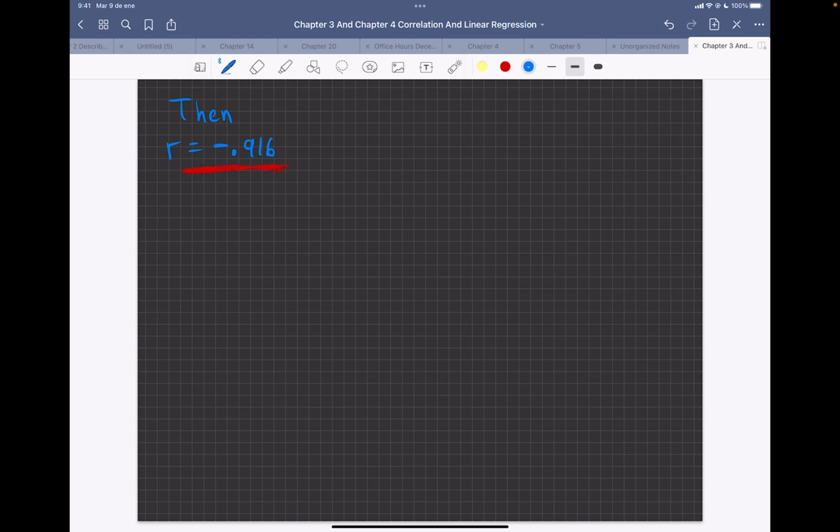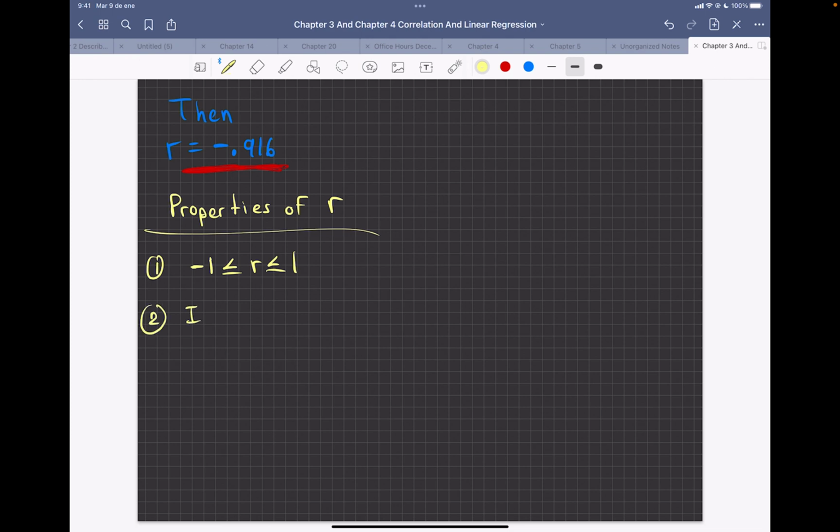I'm going to mention some properties of R. Well, anyway, they don't necessarily follow an order, but number one: R is always going to be between -1 and 1. So this means if you got an R greater than 1 or less than -1, something must be wrong.